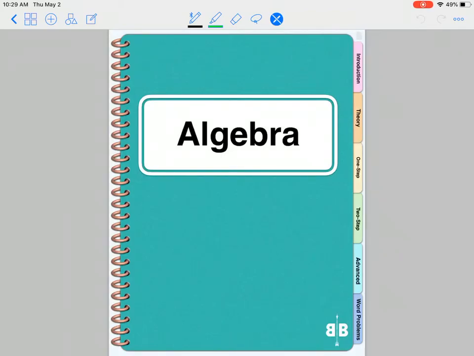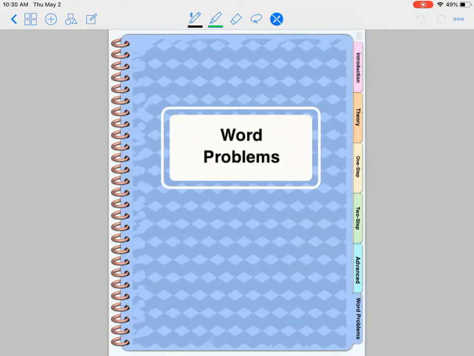Welcome back to my favorite part of the course. This is the word problems section of the entire course, and we're going to be using all of the skills that you've learned up to this point to solve some pretty tough word problems. So you're finally going to get to apply all those skills that you've learned into actual stories. So I'm going to go to the word problems section of our notebook.